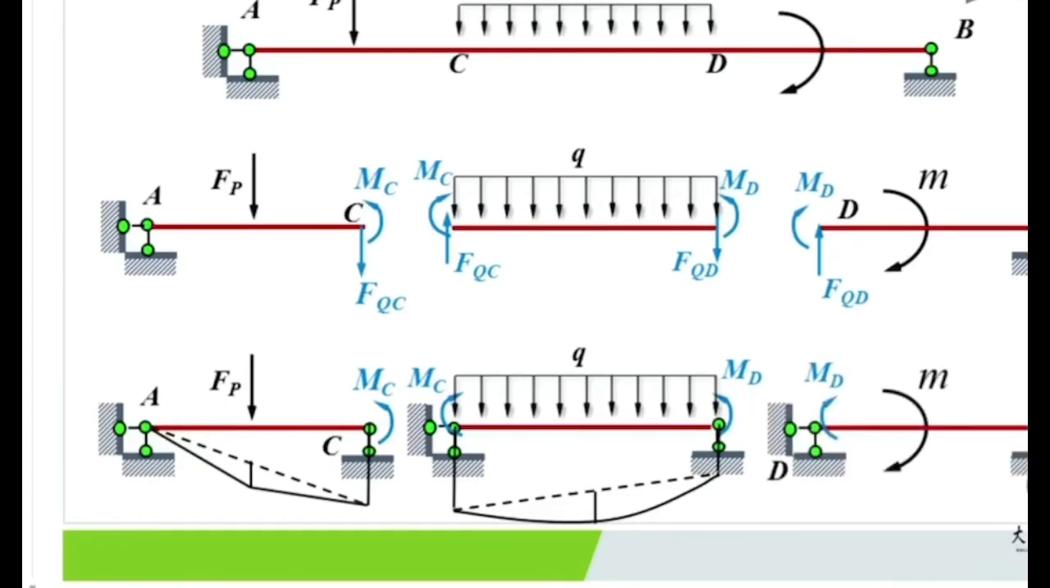For the DB part, we could draw its bending moment diagram. Section D's M is equal to MD, lower side in tension. We connect this section D with 0 here by a dashed line. Then take this dashed line as a baseline to superimpose such a fold line.